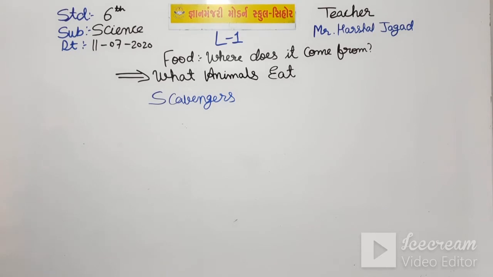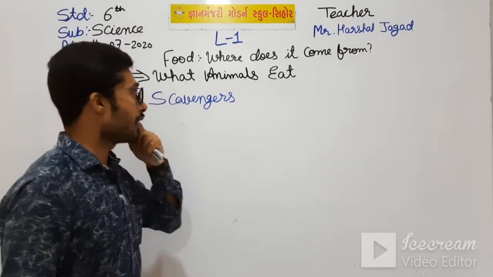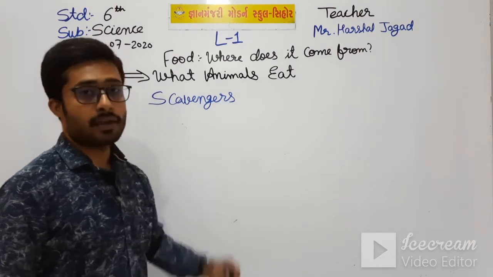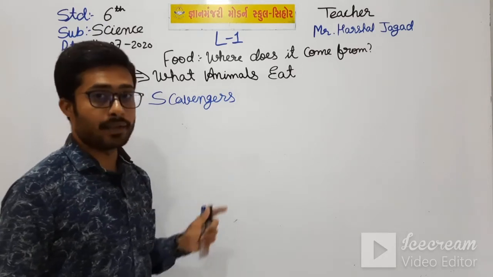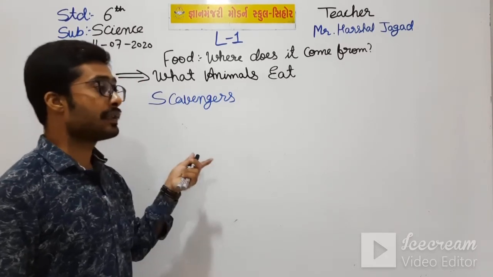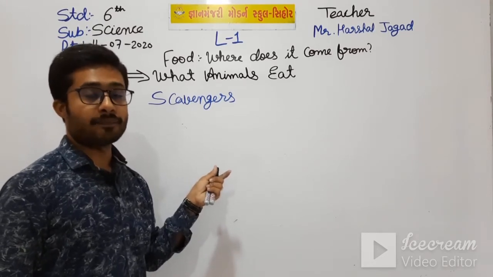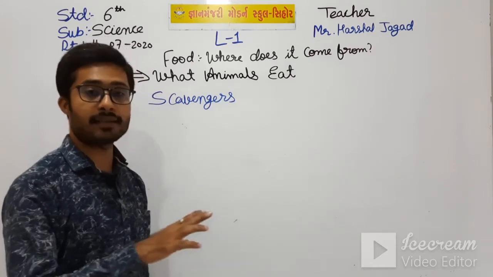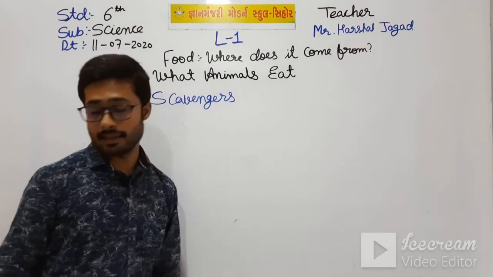Now we will start another topic of this video: scavengers. So what are scavengers? The animals which eat dead animals. The carnivorous animals eat the flesh, and after that the dead body is eaten by scavengers. Students, let's see the textual points.